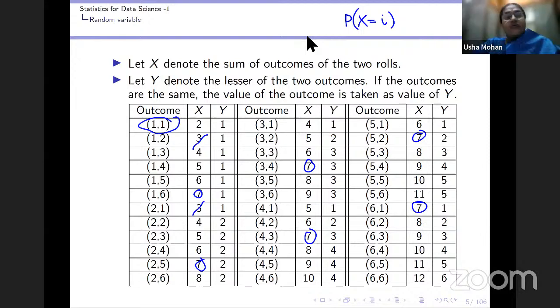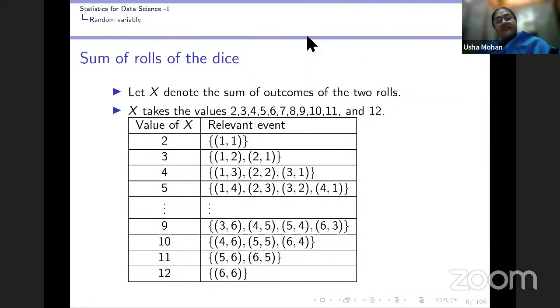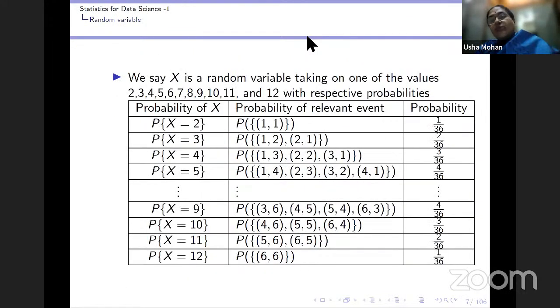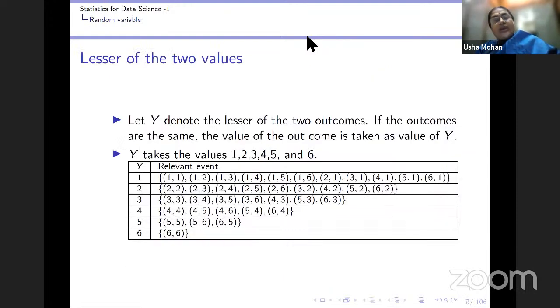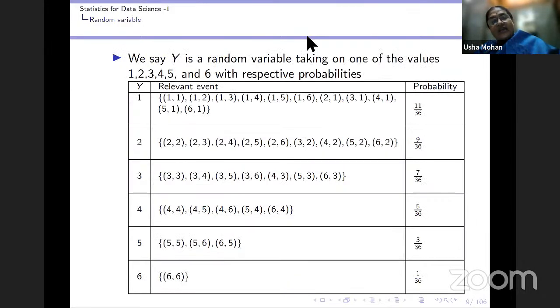Okay. So now if you look at Y, it takes the value 1, 2, 3, 4, 5, and 6. The probability with which it takes the value 6 is just 1 by 36. The probability with which it takes the value 5 is this 1, 2, no other values. So you can see that I can map each of the values and find out the probability. For X equal to 2 to 12 and Y taking the value 1 to 6, I get the relevant events and their probability.